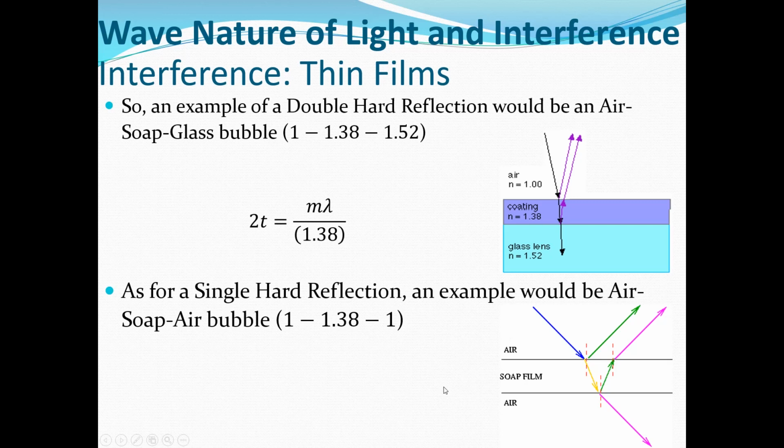So that means we're going to use m plus a half in this case. The thing I recommend when you're doing these problems is that you write on top of the two reflections whether it's a half phase shift for a hard reflection or a zero phase shift for a soft reflection. That's going to tell you whether you have an integer value for m or a half integer number.